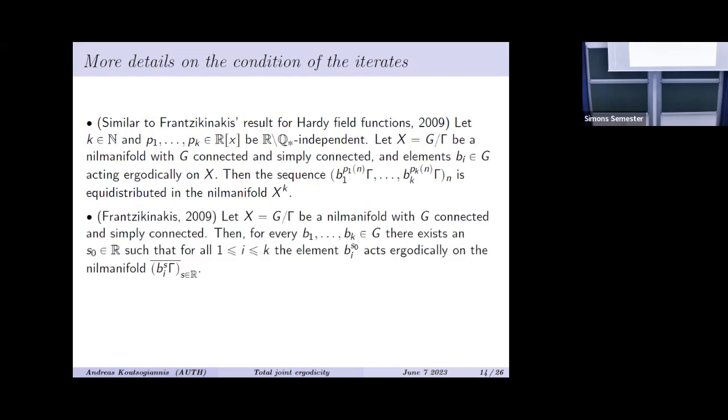And then, again, a result by Nikos, a lemma. If you have a Nil manifold, again with Z connected and simply connected, then for any rotations, you can find a single real number S naught, such that the elements to this power act ergodically on this Nil manifold. So if you want to combine the two, and you start with k Nil rotations, you can find an S naught such that the BIs to the S naught act ergodically. And you want to apply this. So actually, you want to apply it to the family of polynomials P1 over S naught up to Pk over S naught.